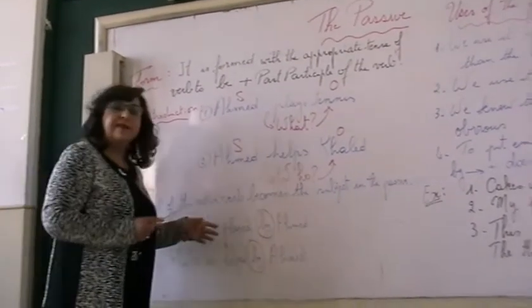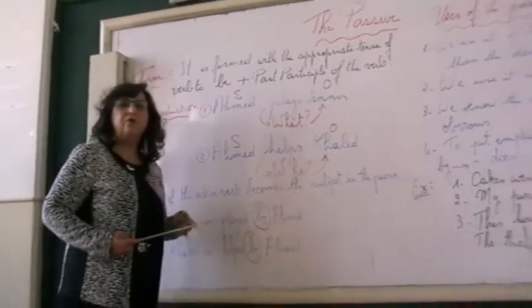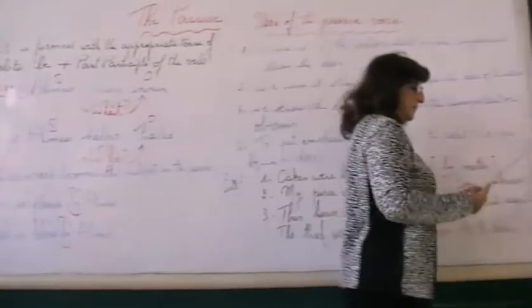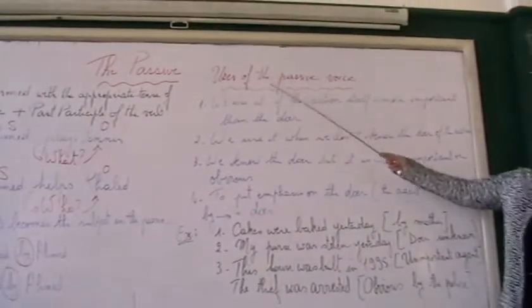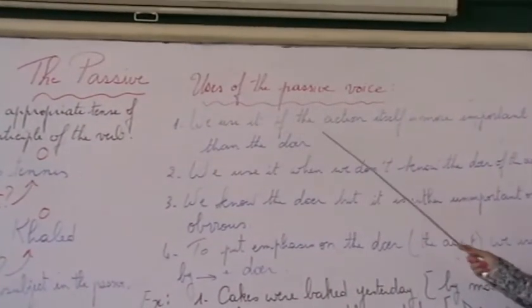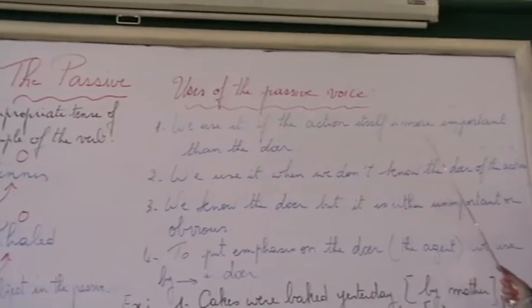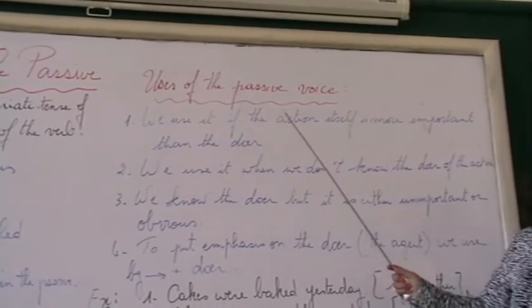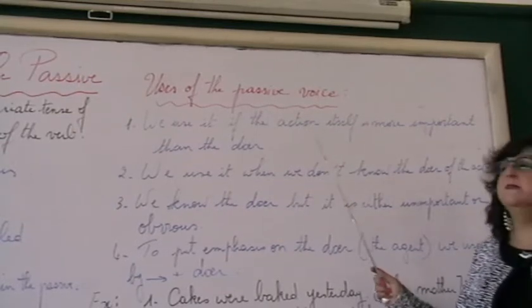Now, let's look at why we have to use the passive. Why use the passive? So let's have a look at the uses of the passive verbs. Number one, we use it if the action itself is more important than the doer. The action, the verb itself, is more important than the doer.